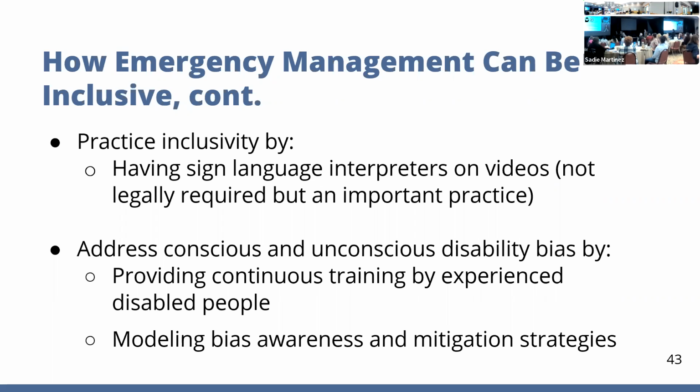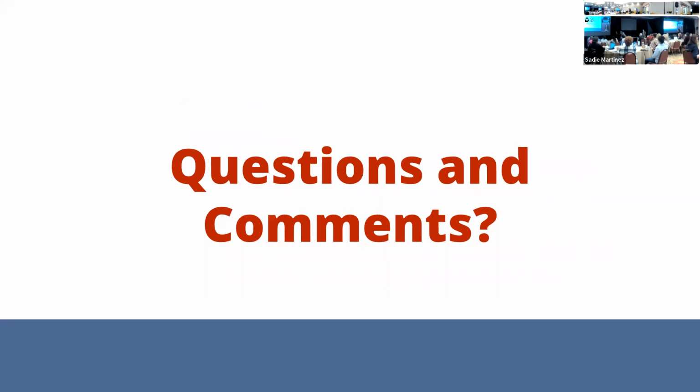Address conscious and unconscious disability bias by providing continuous training by experienced disabled people and modeling bias awareness and mitigation strategies. You don't want to say, oh, my Uncle Fred uses a wheelchair, so I think I'll have him come and talk about what it's like to have a disability. You want people to talk about bias and all of those kinds of things. So think about those kinds of things. I require people to go through bias training. When they're doing legal training, I require them to go through bias training usually, because that helps them. Quick questions and comments, and I want to go to another section real quickly.